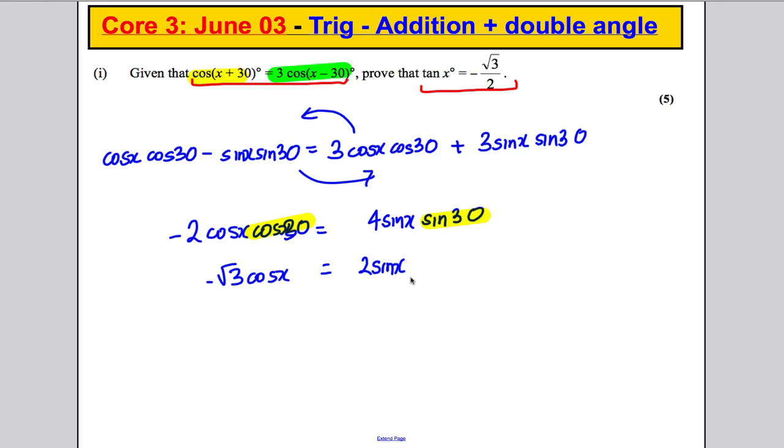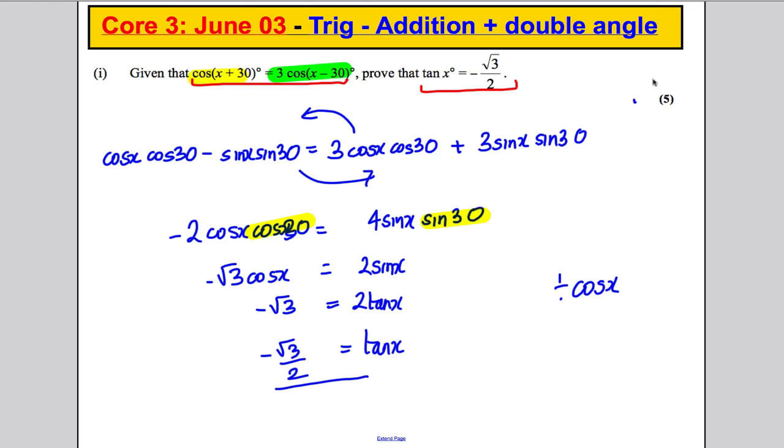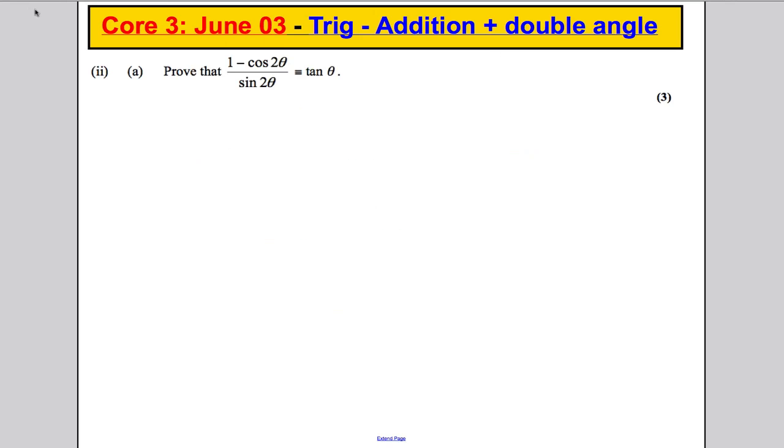Dividing both sides by cos x, so dividing everything by cos x, we would get that negative root 3 is equal to 2 tan x, and therefore tan x, as required, is negative root 3 over 2, and we're done for 5 marks. Next question. Prove the following is true.